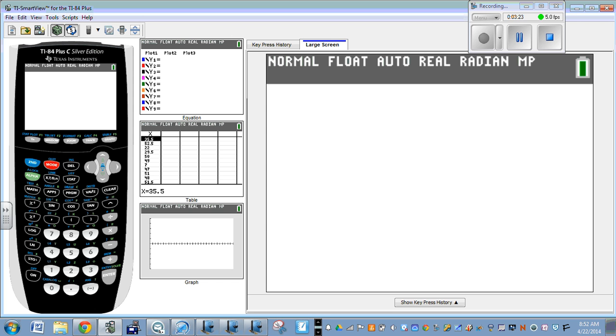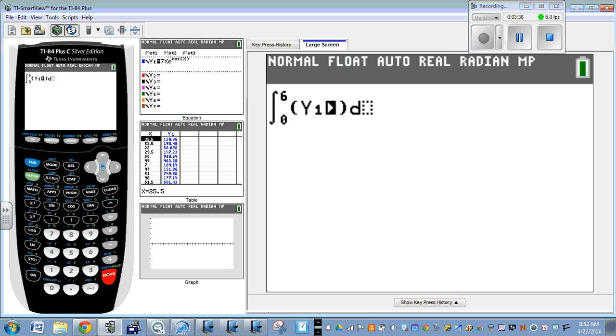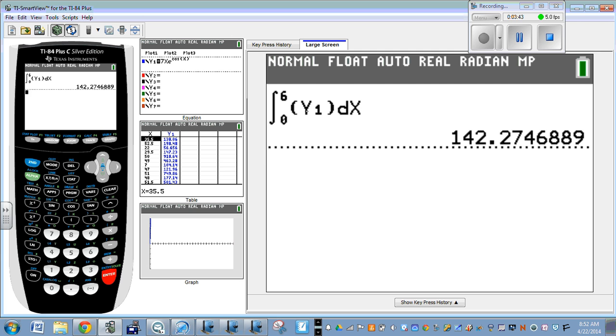But now, to figure out our definite integral, I'm going to do math 9. And we're doing the definite integral from 0 to 6 of y sub 1, so vars, y vars, function y sub 1. And we're doing that in terms of x. Again, you could just punch in the equation 7t e to the cosine of t in here instead, but I'm going to do it this way just to refresh your memory and make sure you know that's a possibility.